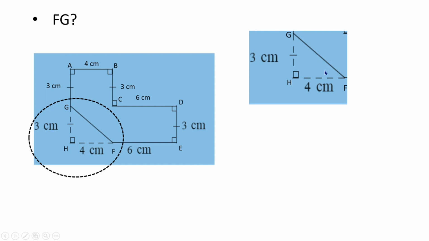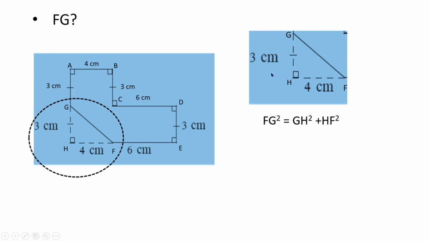What does the Pythagoras theorem say? In a right angle triangle, the square of the hypotenuse is equal to the sum of the squares of the other two sides. That is the Pythagoras theorem. So in this case, the hypotenuse is FG, so FG squared is equal to the sum of squares of the other two sides, that is GH and HF. So FG squared is equal to GH squared plus HF squared.